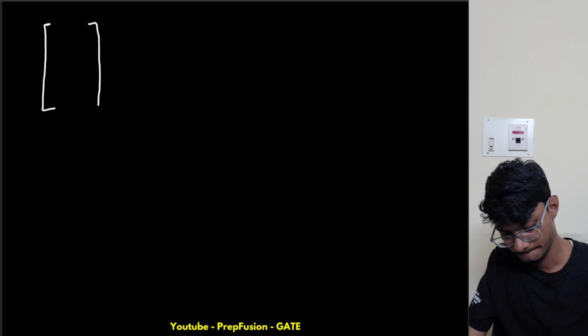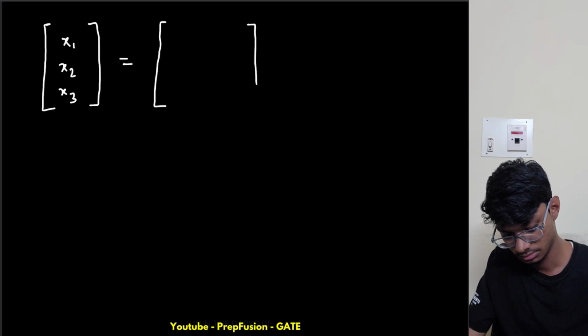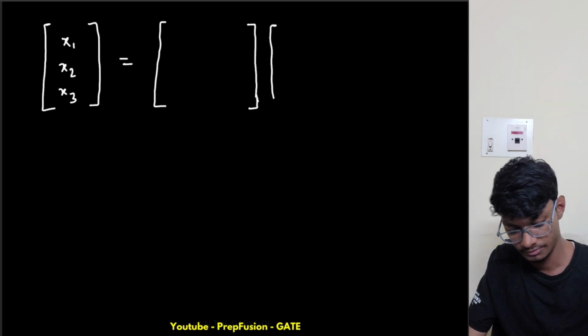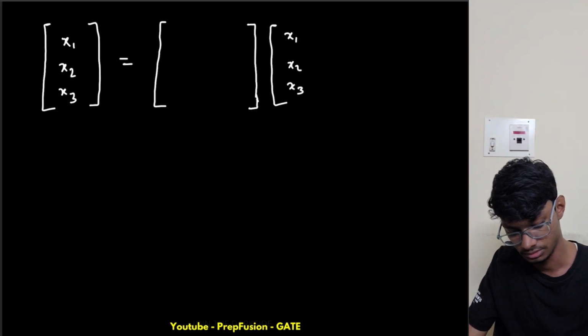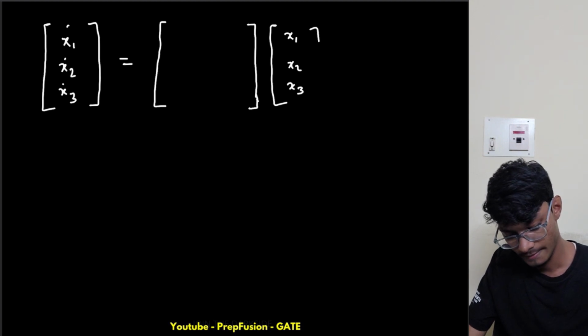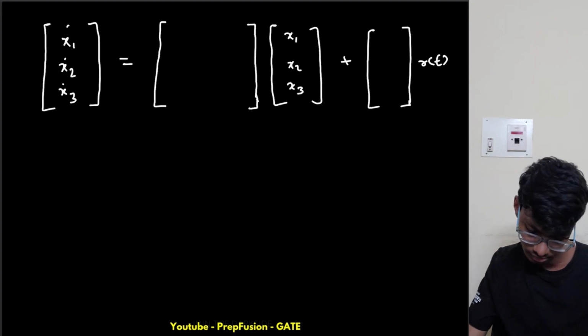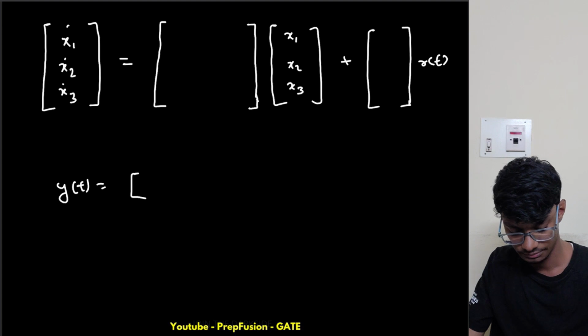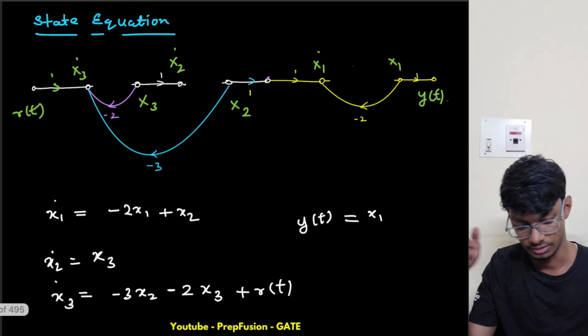So now let us write the state matrix format. This is x1, this is x2, this is x3. Let me first put on the brackets and all those things, then I will write the values. This is x2, this is x3. This one was x dot, plus the B matrix, and I have r of t, and here I have y of t. This is the C matrix, and D is 0 because the output is not connected to the input.